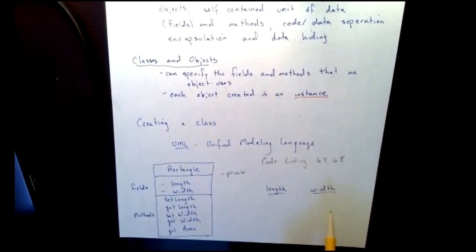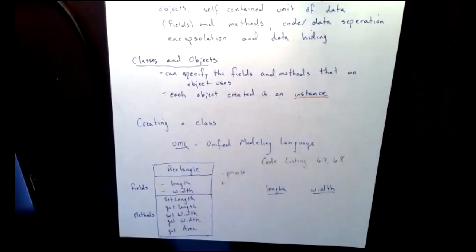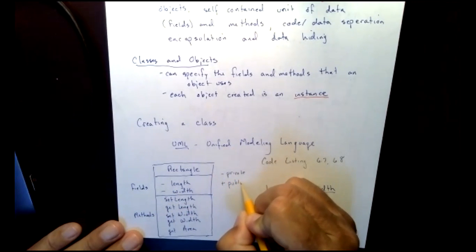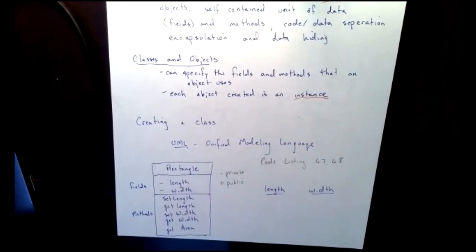Okay, so over in my demo program, sure, I can have a variable called length. It has nothing to do with this length because I made it private. I'm putting a minus sign in front of it in my UML chart. If I put a plus sign in front of it in my UML chart, what does that make it? Public. Yeah, that means over in my demo program, I'm able to use it.